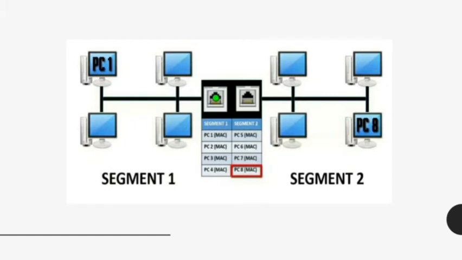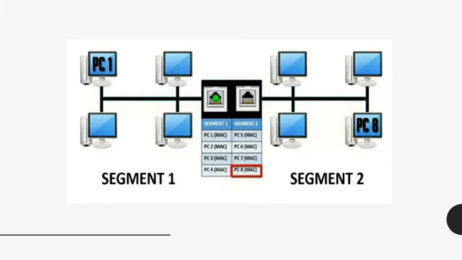In bus topology, the moment PC1 tries to send data to PC8, the data is broadcast to all the available PCs in the network, and like this it simply creates a lot of traffic. So to overcome this problem, we use a networking device called a bridge. It divides the network into two segments and stores all PCs' MAC addresses in its table.